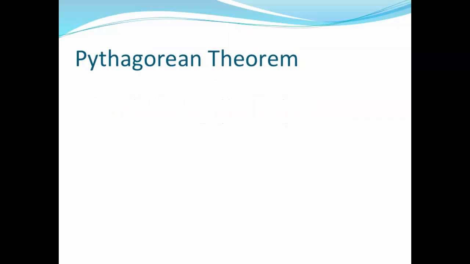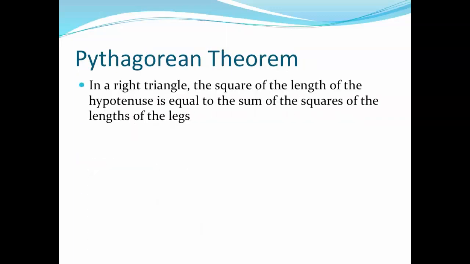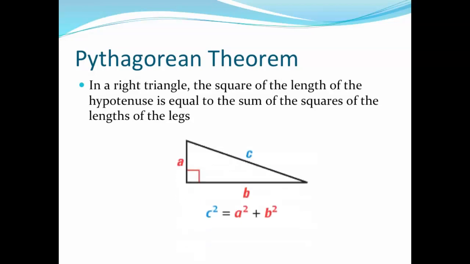Now the Pythagorean theorem says that in a right triangle, the square of the length of the hypotenuse is equal to the sum of the squares of the lengths of the legs. Now we have typically always written it as A and B are the legs and C is the hypotenuse. So then you can say that A squared plus B squared is equal to C squared.